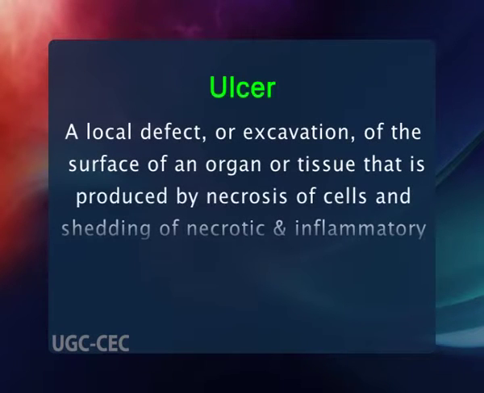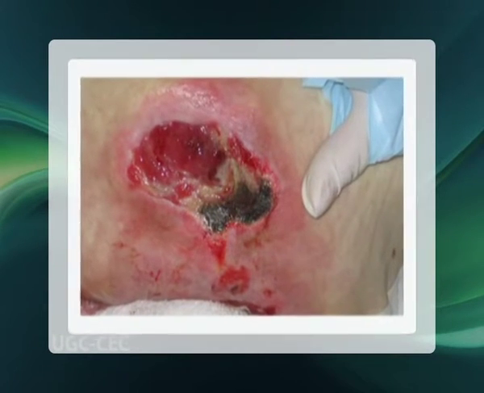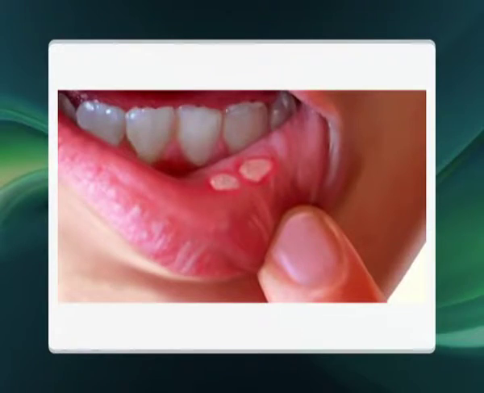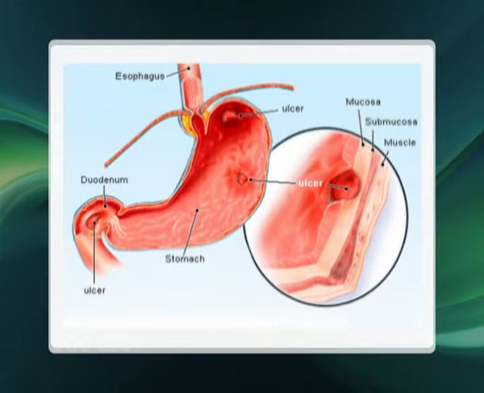An ulcer is a local defect or excavation of the surface of an organ or tissue that is produced by necrosis of cells and shedding of necrotic and inflammatory tissue. Ulceration can occur only when tissue necrosis and resultant inflammation exist on or near a surface. Ulcers are most commonly encountered in the mucosa of the mouth, stomach, intestines, or genitourinary tract.